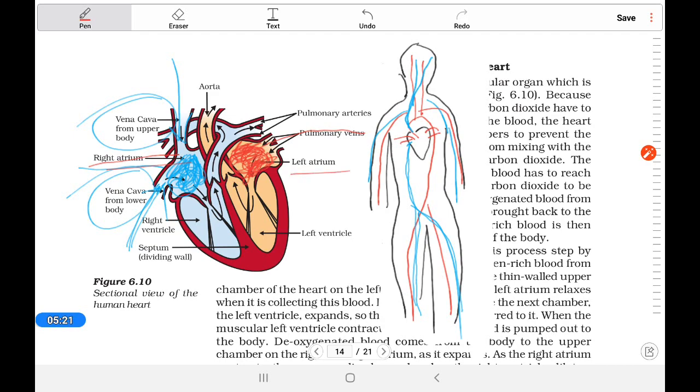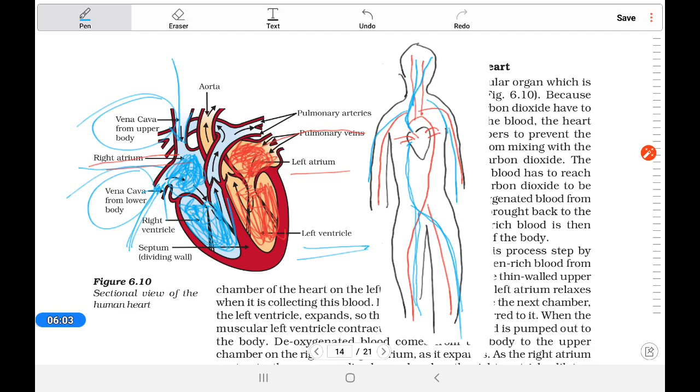Now the atrium will contract, which is called systole, and the blood will enter the respective ventricles. Next, ventricular systole will be there, the ventricle will contract. When the ventricle contracts, the blood will not return back to the atrium.